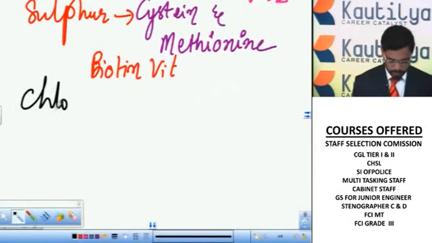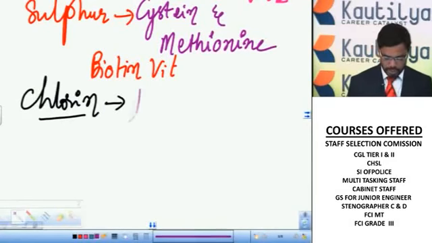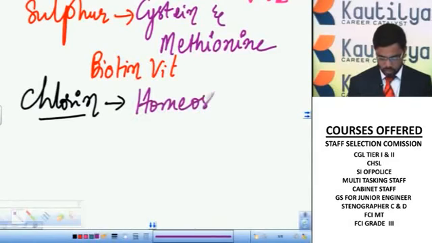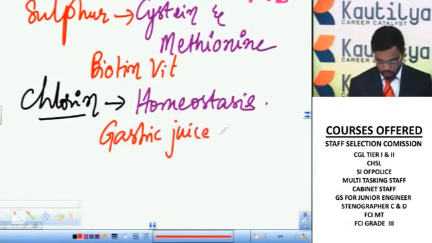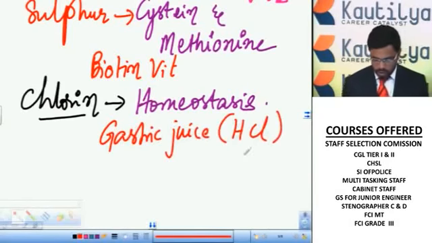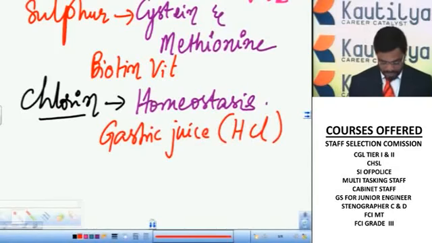Next, chlorine. Chlorine is useful for maintaining homeostasis or equilibrium. It is also useful for formation of gastric juice. It is present in the form of HCl. The deficiency of this chlorine leads to loss of appetite, and it may also lead to muscle cramps.